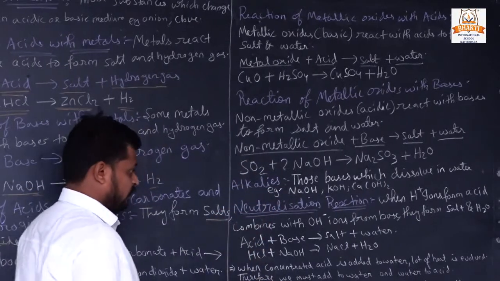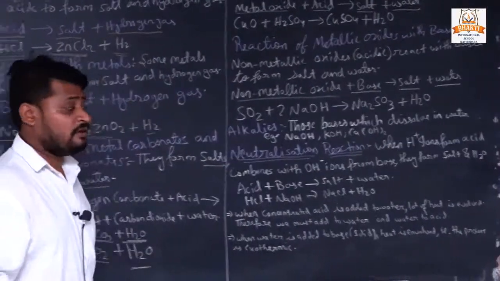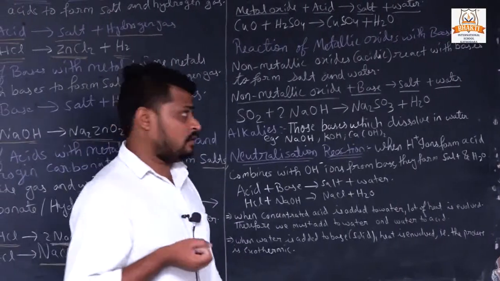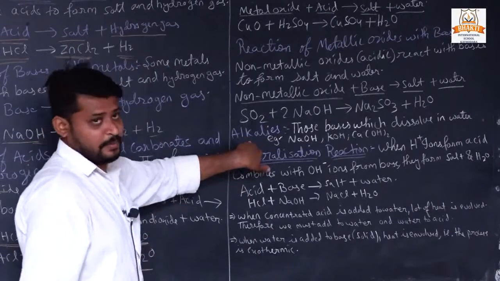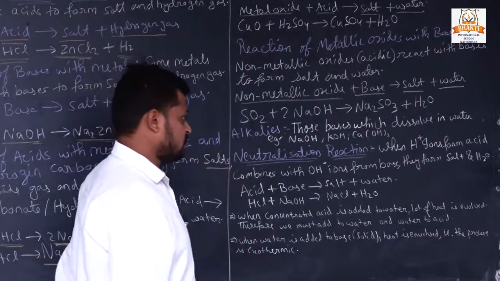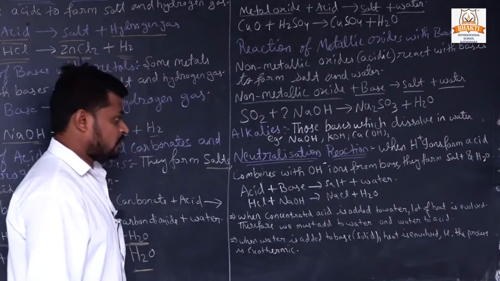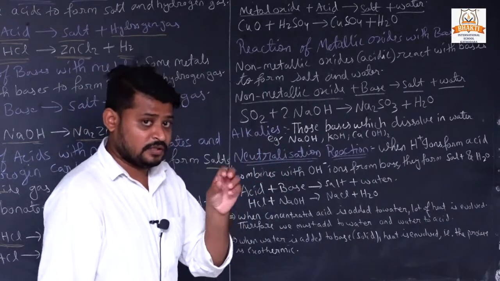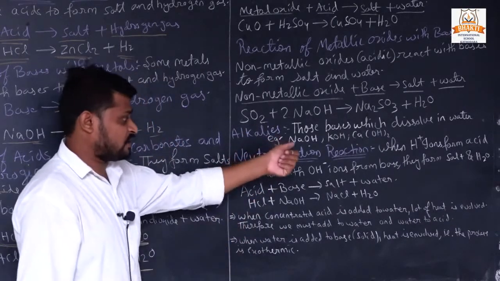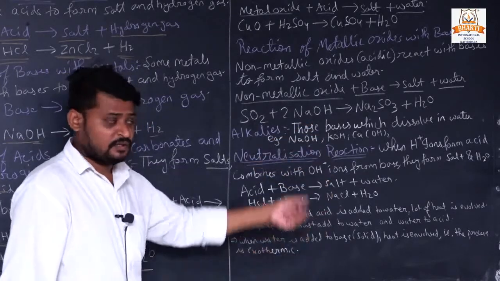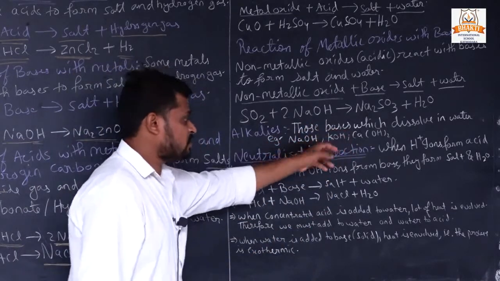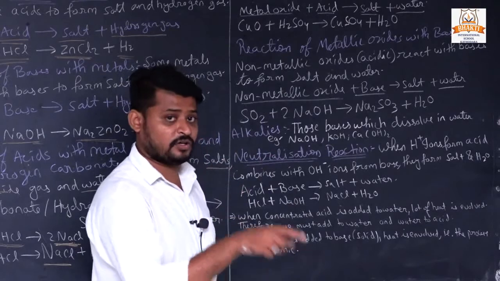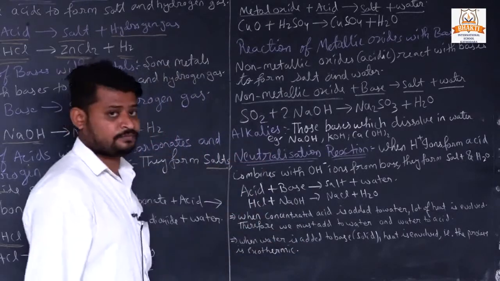Now these are the important topics, and alkalis is a very important term you will use in higher classes, in 11th, 12th and all classes. Wherever you study chemistry, you get this word, alkalis. What is alkalis? Those bases which dissolve in water are called alkalis. Examples: NaOH, KOH, Ca(OH)2. These are all alkalis because these are bases that dissolve in water. A solution of such a base is called an alkaline solution.